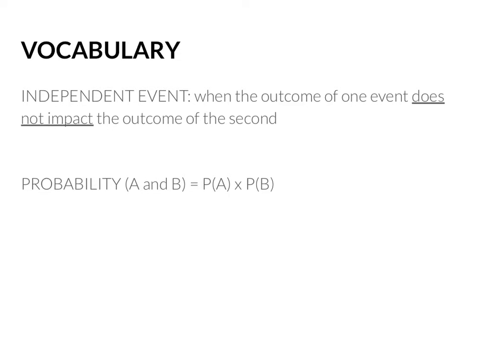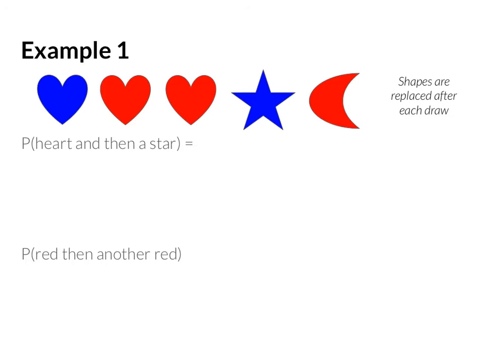As far as calculating these compound events or more than one event, we're going to be multiplying probabilities. So the probability of one thing and another happening is the probability of the first one multiplied by the probability of the second one. Here's an example for you to copy in your notes. Make sure you are labeling them as blue and red because it's going to affect part B of this problem.